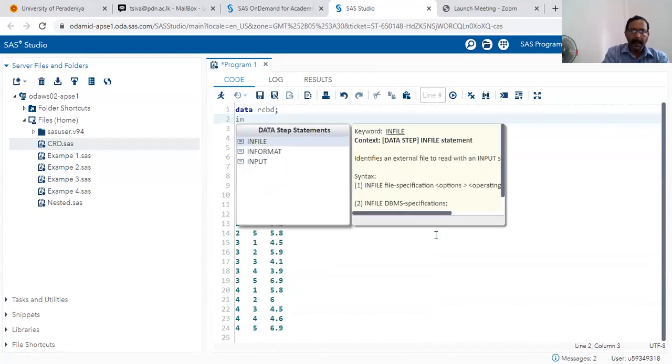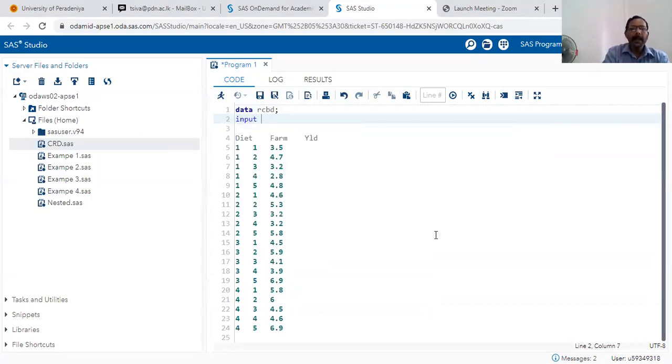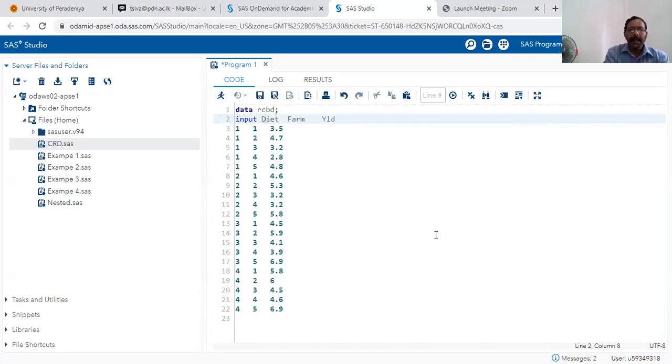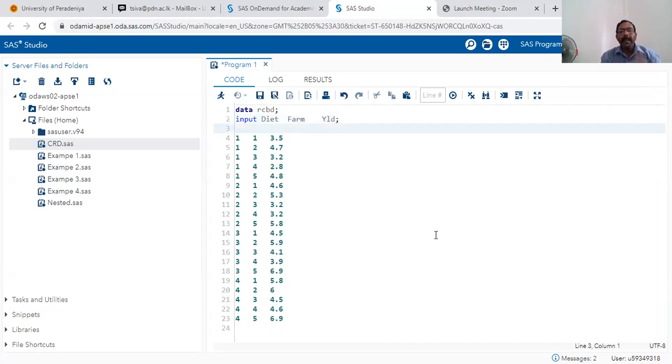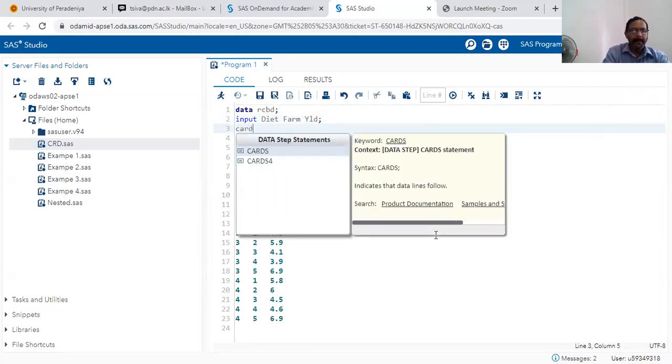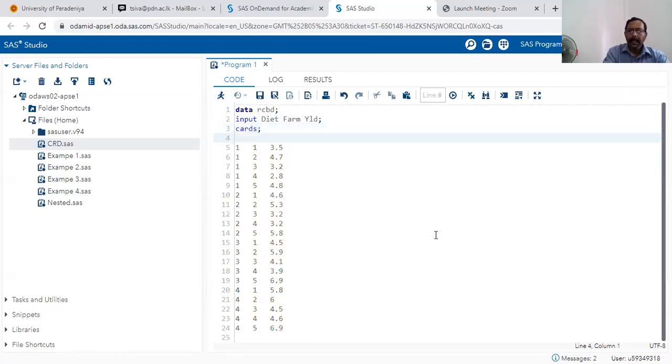Input. What are the inputs? I will simply put it as diet, farm, yield. Here I don't want to type it as block and so on. Why? Because we can give it a name. So diet, the next one is farm, and the yield. Here the diet is treatment, farm is block. So cards, the data is there.